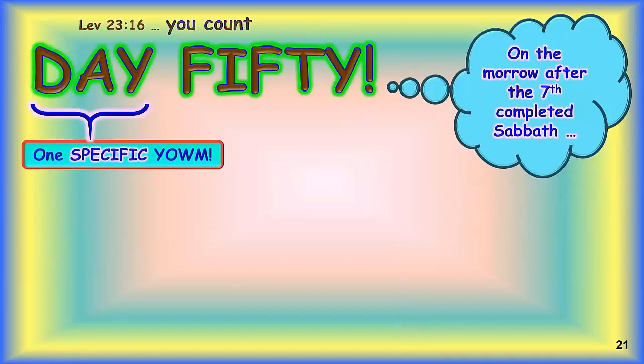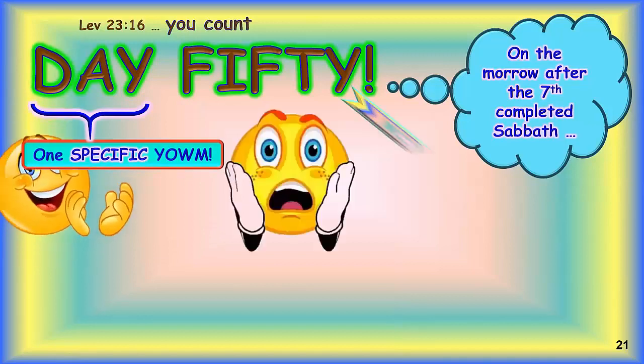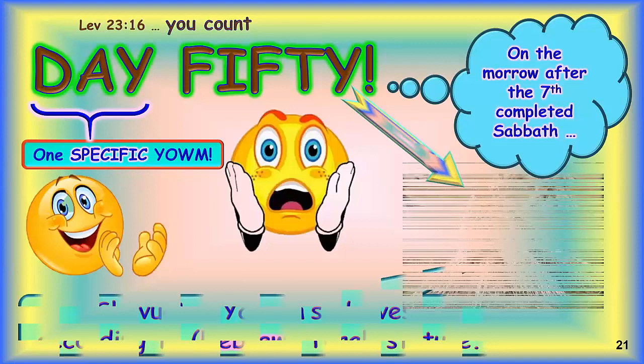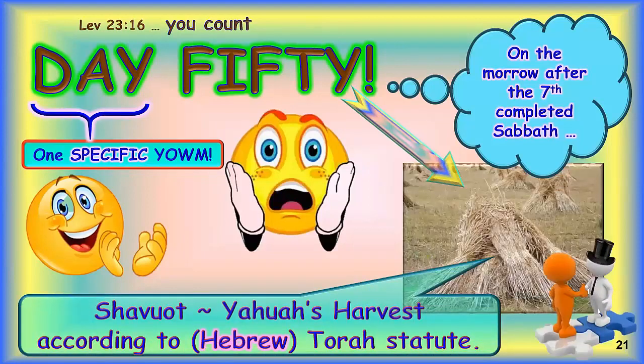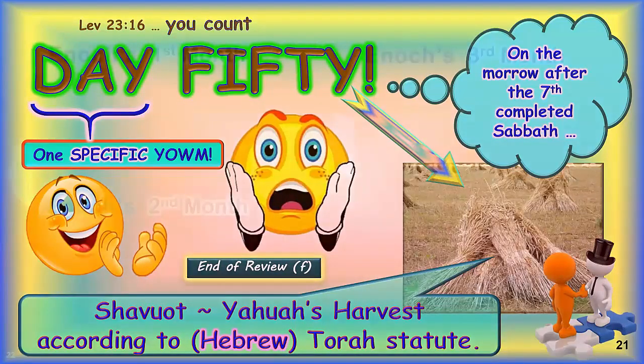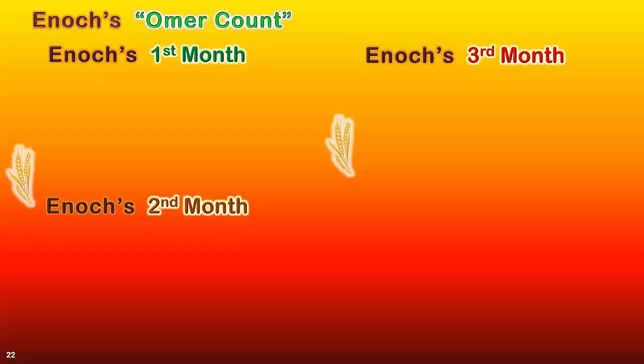On the morning after seventh completed Sabbath, you count day 50. One specific yom, or day, and that is Shavuot, Yahuwah's harvest, according to the Hebrew Torah statute. Day 50, not 50 more days. This is the end of review F. Let's continue. Okay, it's going to get interesting now.